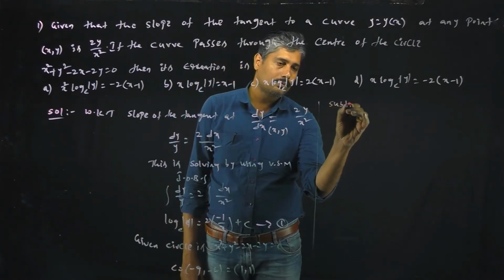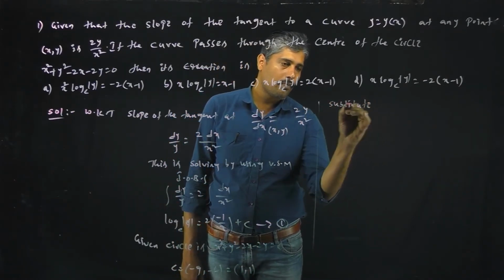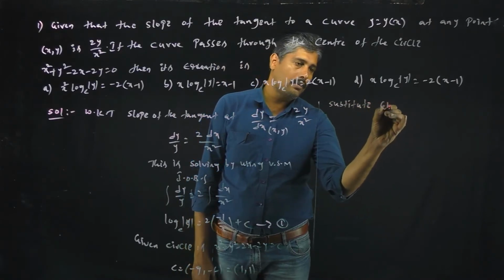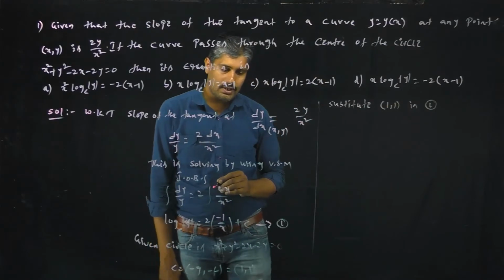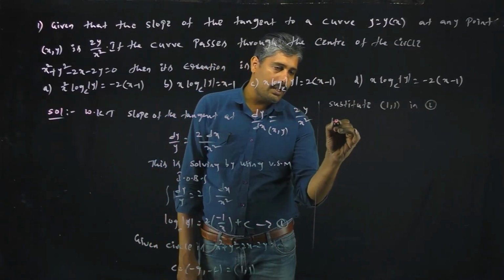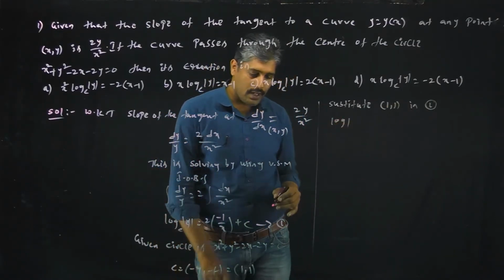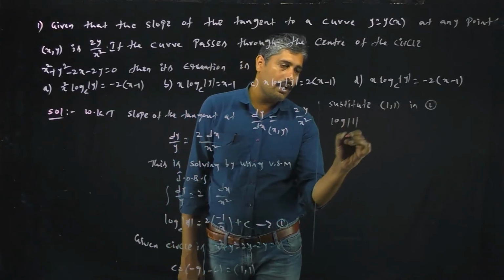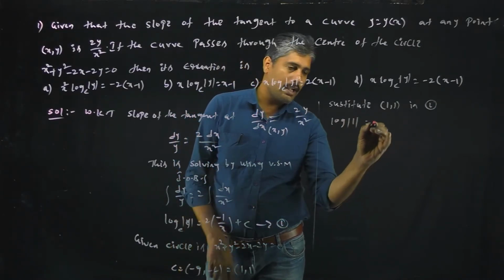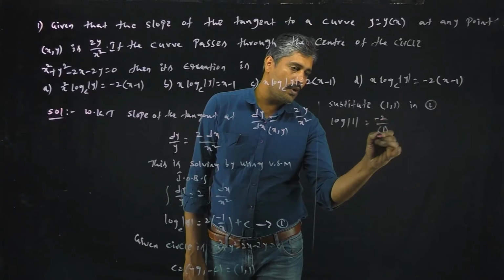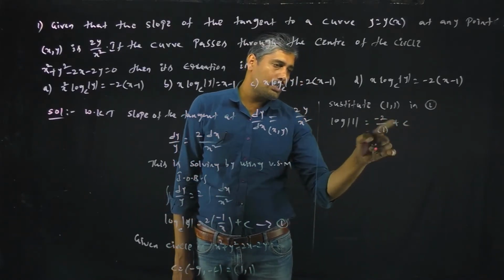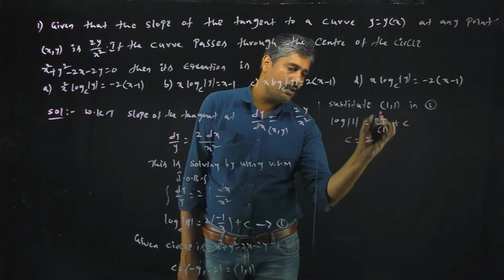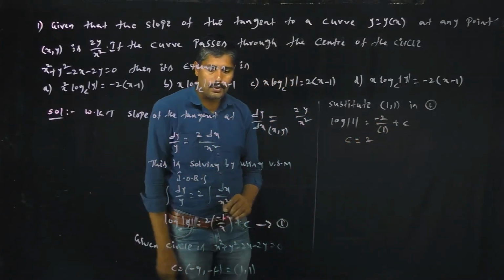Substitute (1, 1) in equation 1. Then we get log y, where y is 1, therefore log 1 = −2/1 + c. Since log 1 is 0, moving −2 to the left side, we get c = +2. c equals 2.